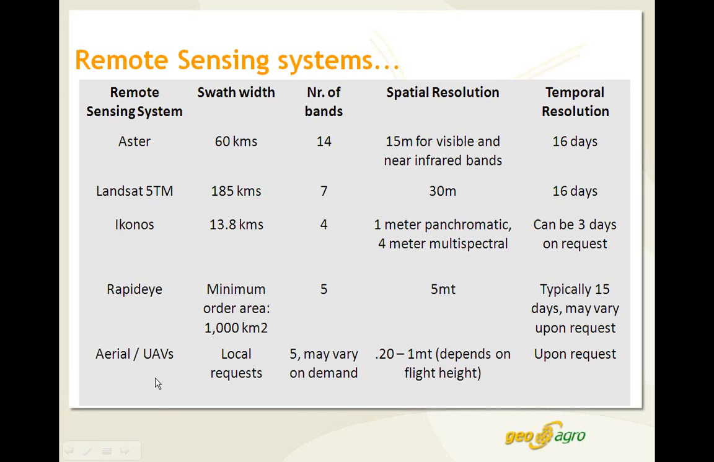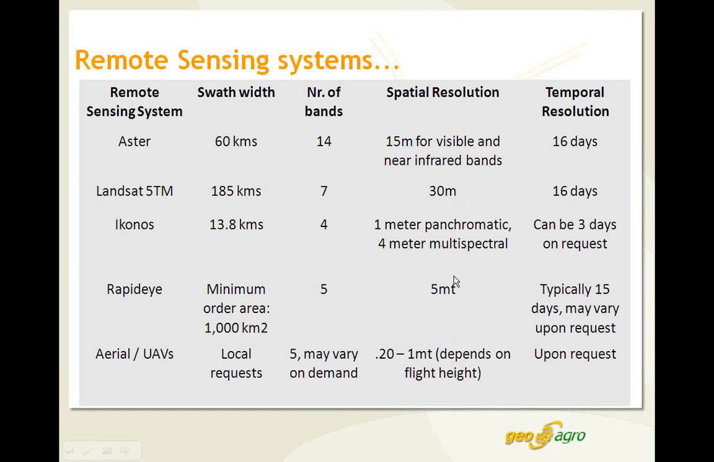And you can also have aerial systems or systems mounted on unmanned aerial vehicles. That's coming up in the next years. That will of course be based on local requests. It doesn't have a swath width, and the number of bands may vary. So 5 to 7 is a typical number of bands, and depending on the height, you could have finer resolution, from 20 centimeters, less than a foot, up to 1 meter. And again, the temporal resolution could be upon request.